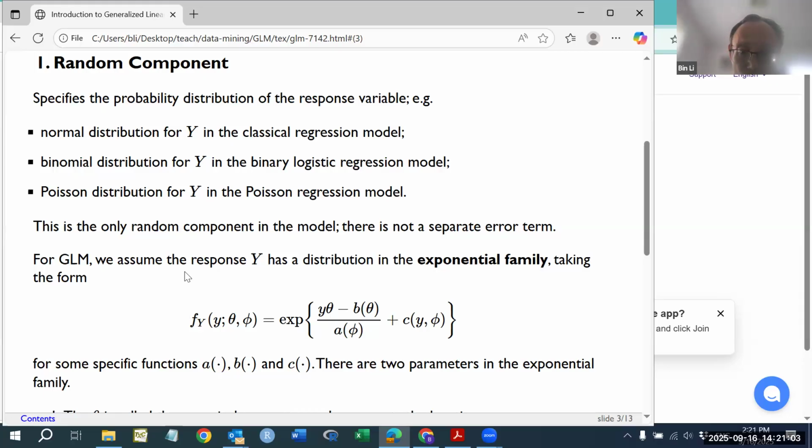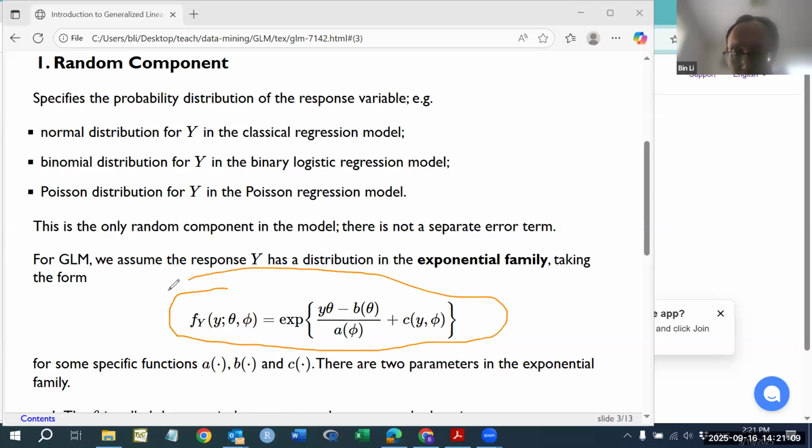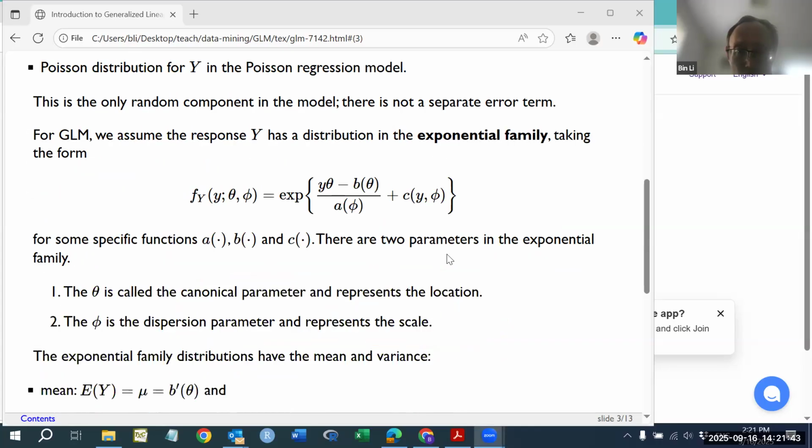This seems very technical. That family can be represented in this way in the PDF form, the probability density function. But you don't need to know that. I'm writing it here just in case you are interested and want to look at some details. In this formula, there are three specific functions, A, B, and C, which have their own meanings.